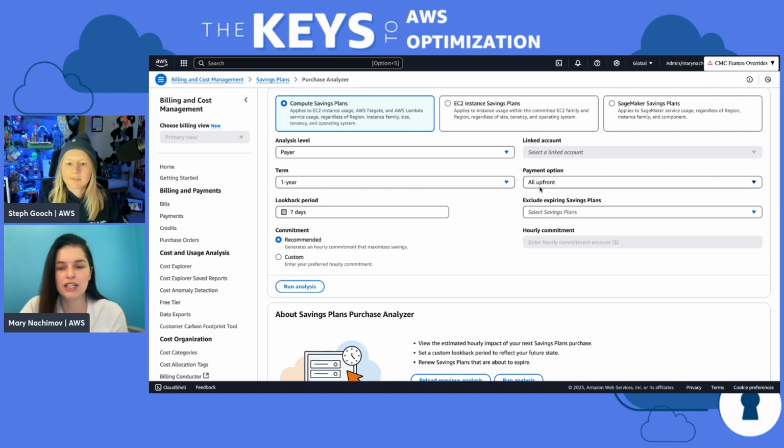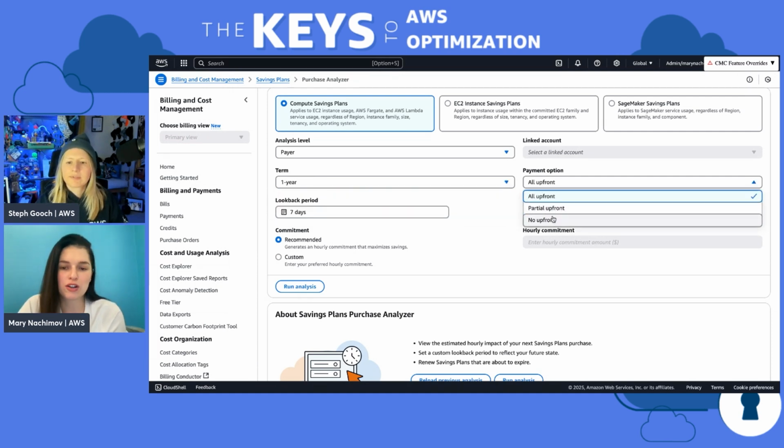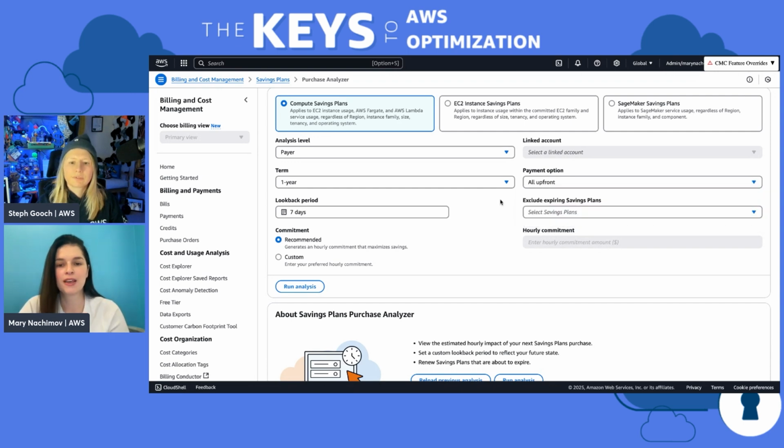So we can keep it for 1 year. All upfront, partial upfront, no upfront, that's another configuration of the savings plan. All upfront gives the highest savings percentage. And again, we can experiment and see what's the difference for our particular environment through running multiple analyses.